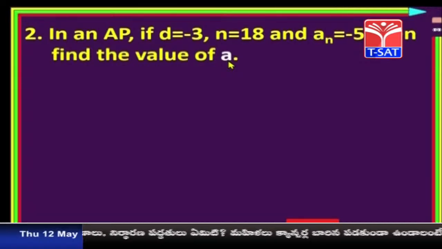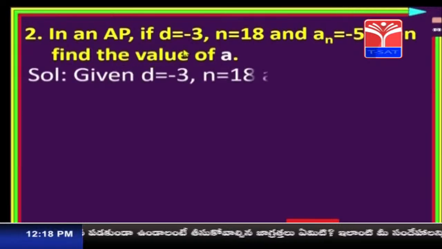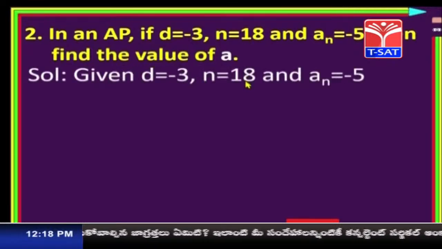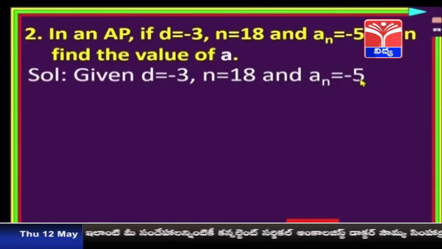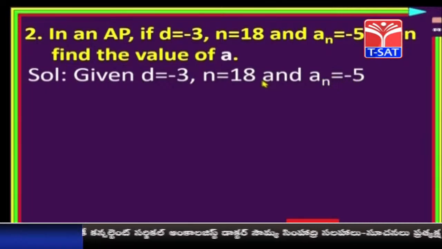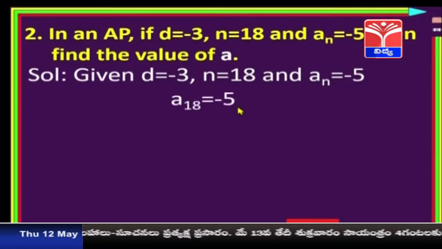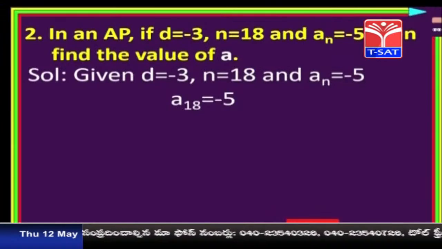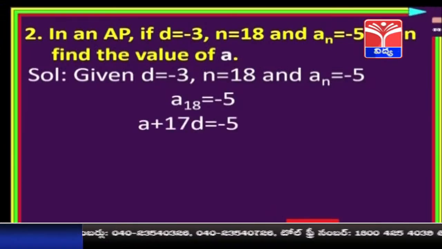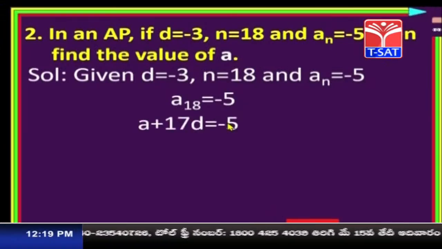So, by using the same formula we can find it. The given values are d is equal to minus 3, n is equal to 18 and a n is equal to minus 5. That is nothing but a 18 is equal to minus 5, right. So, from the formula a n is equal to a plus n minus 1 into d, what is a 18? A 18 is a plus 17d. So, a plus 17d is equal to minus 5.